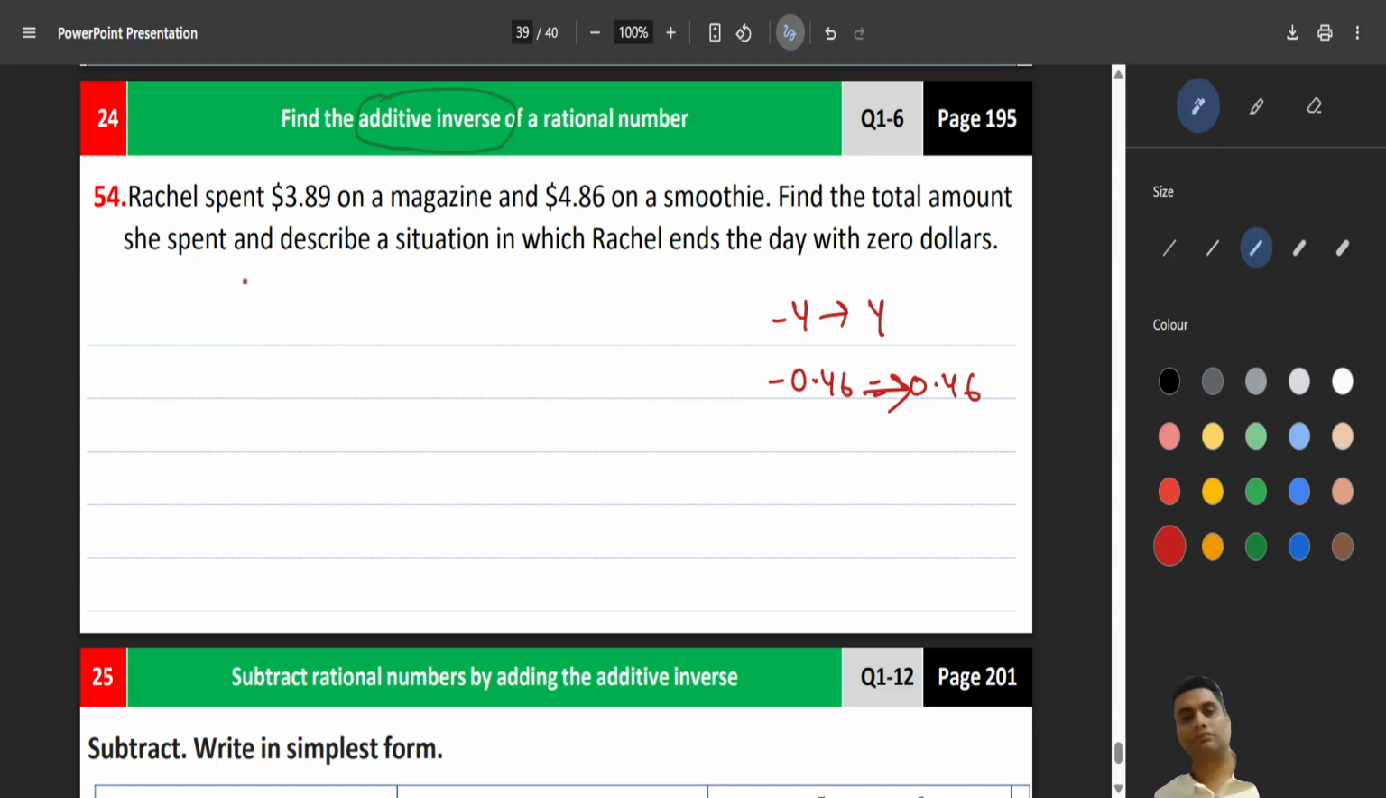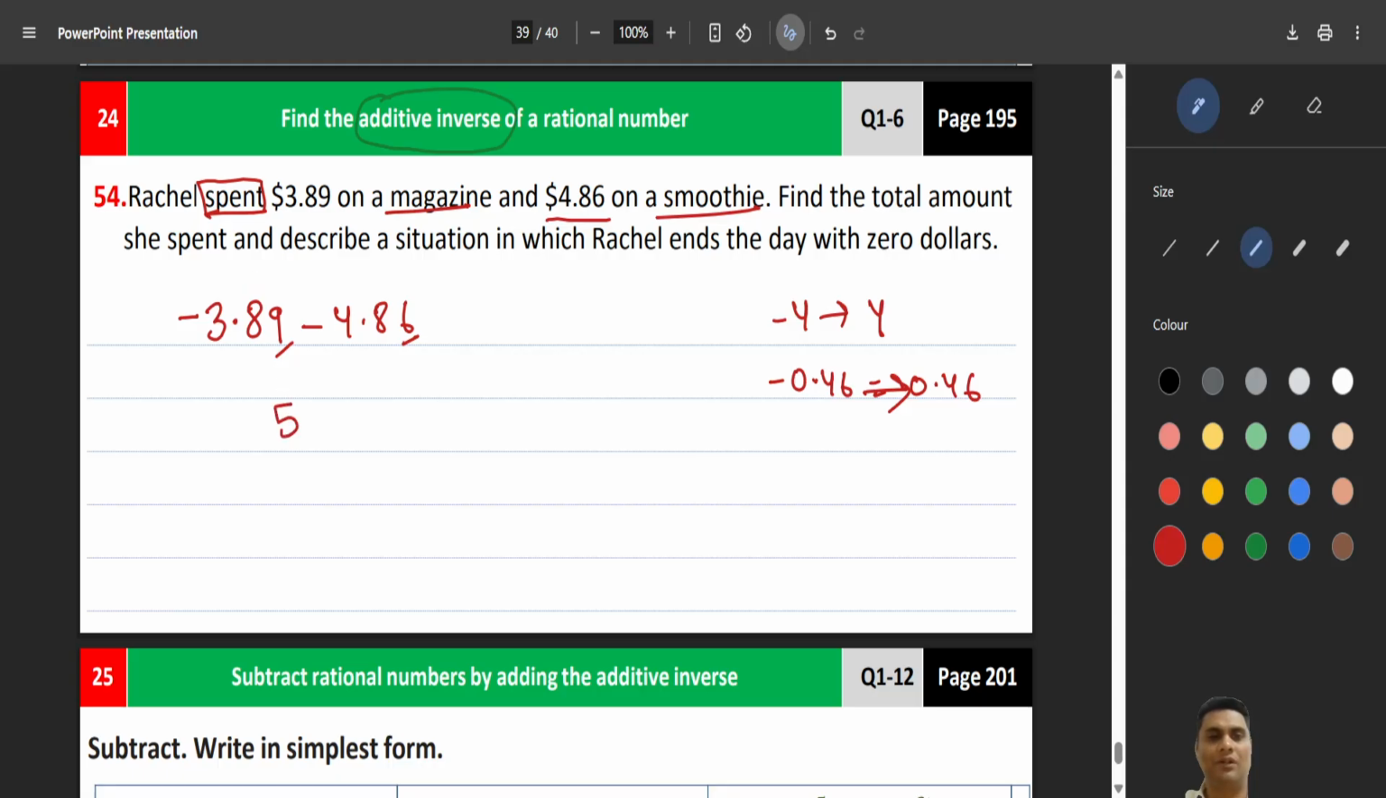Now, Rachel spent, yani the money is gone, yani minus, so she spent $3.89, yani minus $3.89 on a maxi, and she spent $4.86 on a smoothie. Spent yani again minus. So total how much did she spend? Same sign or different sign? Same sign. Yani I will do plus. So 9 plus 6, 15.